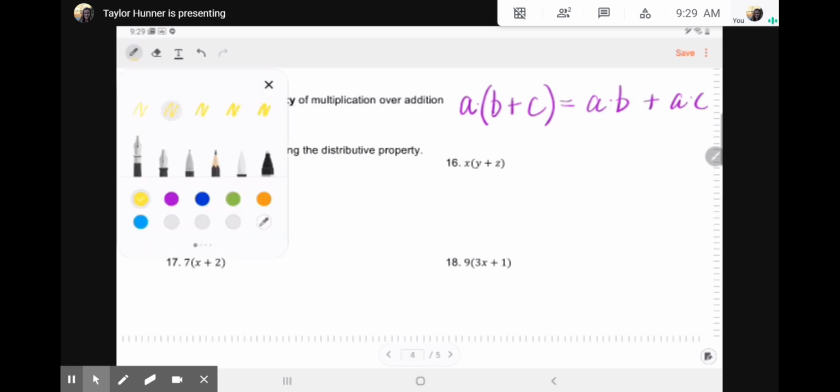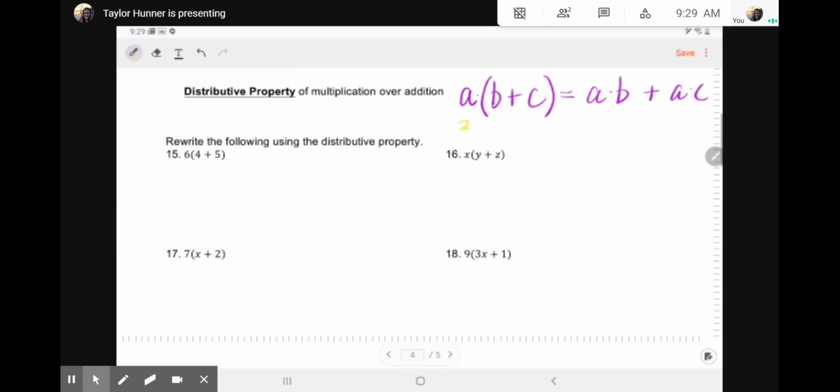So if I were to do an example here, let's say 3 times 2 plus 5. So my 3 is a. So this would be 3 times 2 plus 3 times 5. And then I could simplify from there. It would be 6 plus 15. 6 plus 15 will get me 21. So that would actually be my answer there.